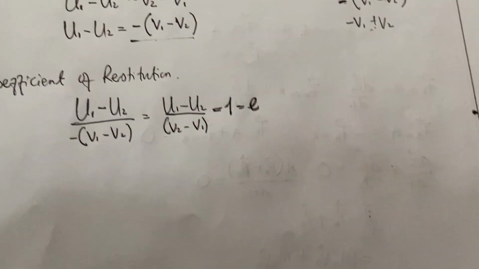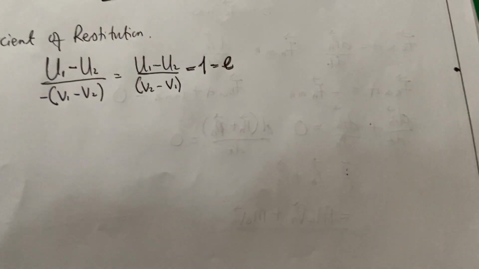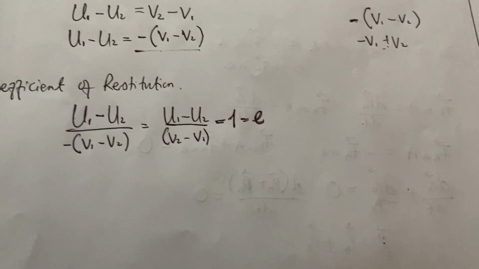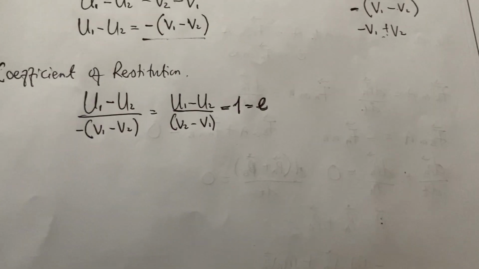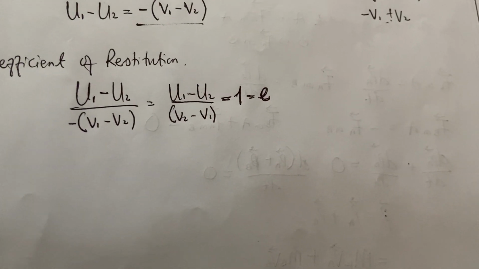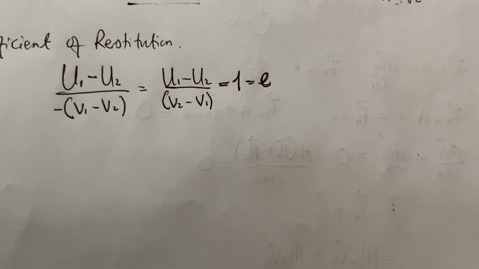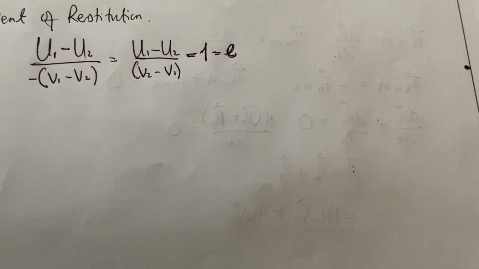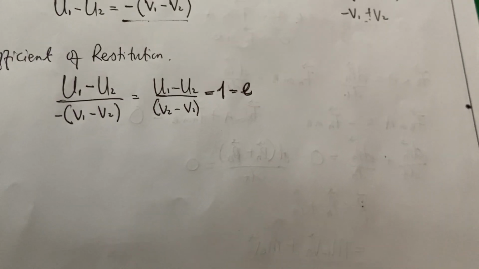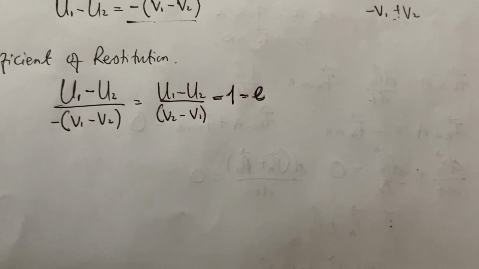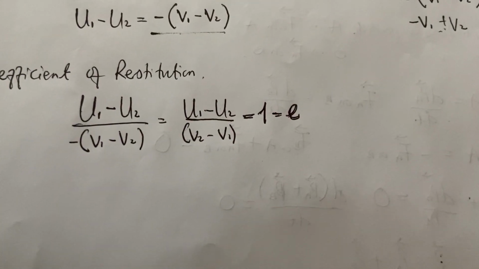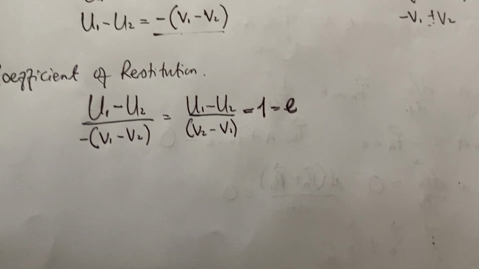E is actually the coefficient of restitution. For a perfectly elastic collision, E equals 1. For an inelastic collision, E is less than 1. Now, if the bodies stick together after collision, it means that E equals 0.